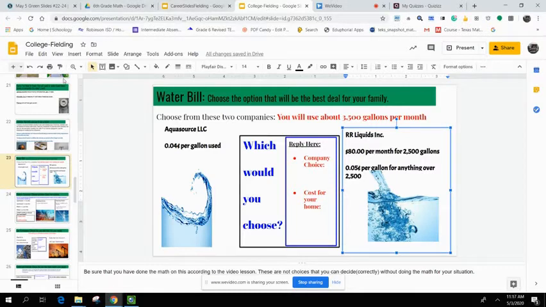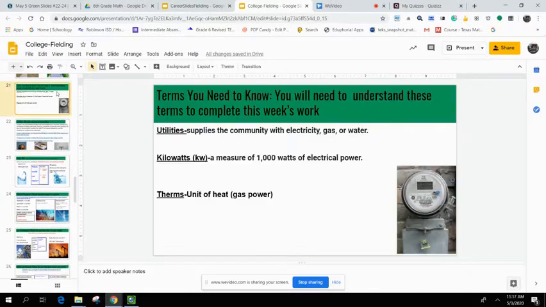The first slide is 21. The slides for the college and career are the same this week, so there'll be one video that you can both watch. But slide 21 goes over the new vocabulary words. We're talking about utilities, which is what the community supplies to your house or where you live: electricity, gas, water, those things, and the cost of those.